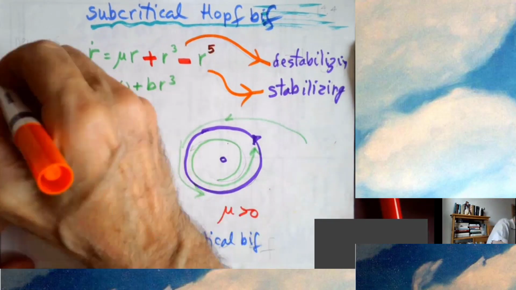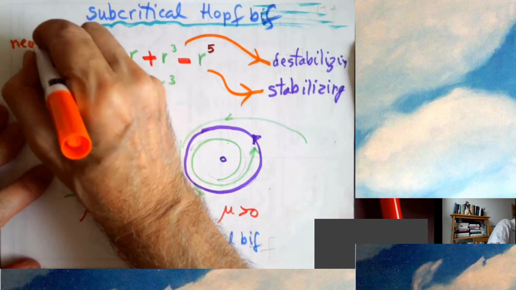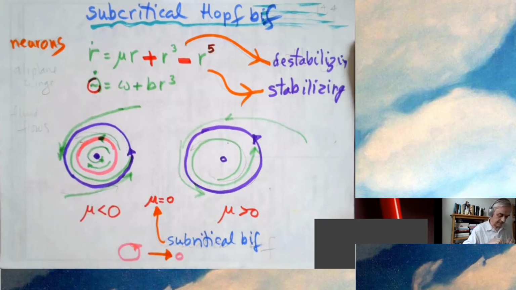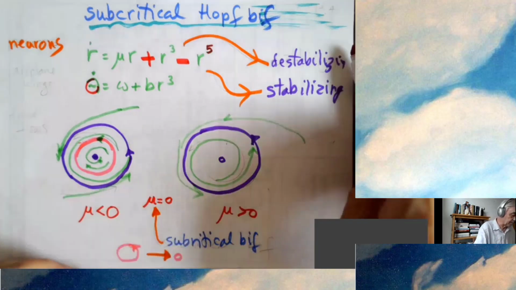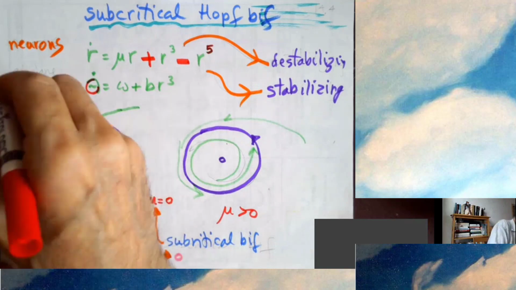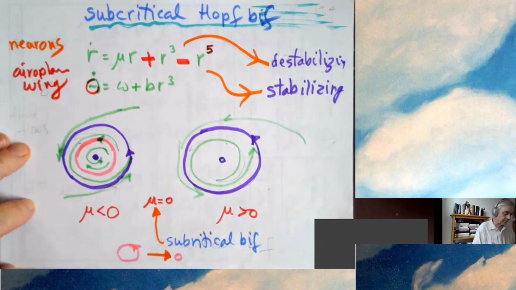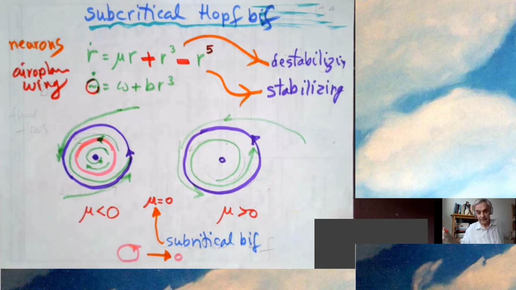However, neurophysics has this kind of Hopf. You're a serious engineer, you care not an iota about neurophysics. You want to make airplanes. Well, airplane wings can go through such bifurcations and not oscillate, and suddenly oscillate like crazy. And this you might not want.